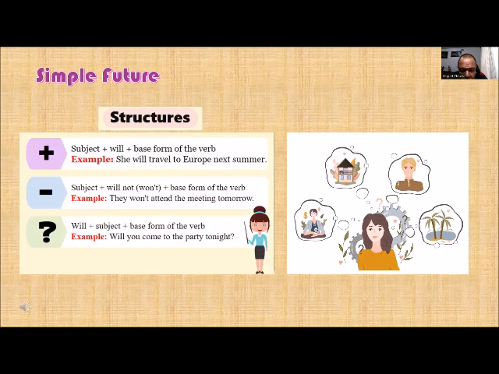Finally, the formula for asking a question in the simple future is will plus subject plus main verb. For example, will you come to the party tonight? As you can see, forming the simple future tense is very easy. So now let's begin the in-depth grammatical explanation of the first conditional.